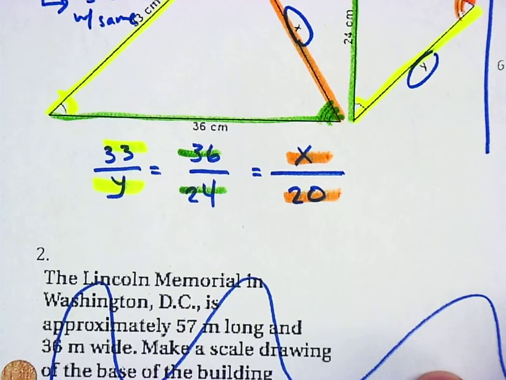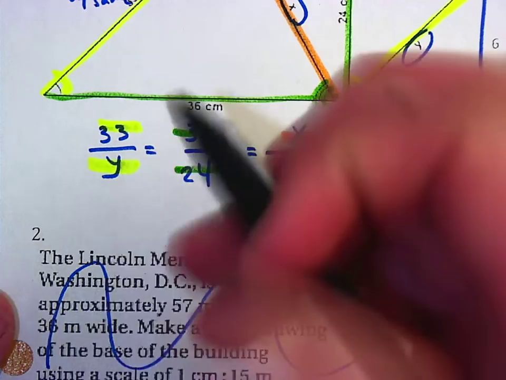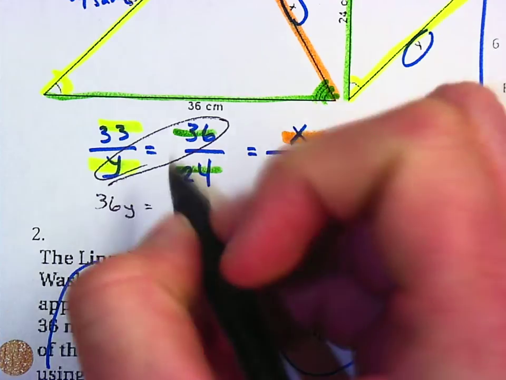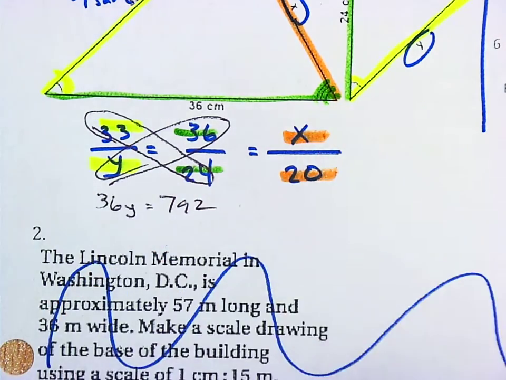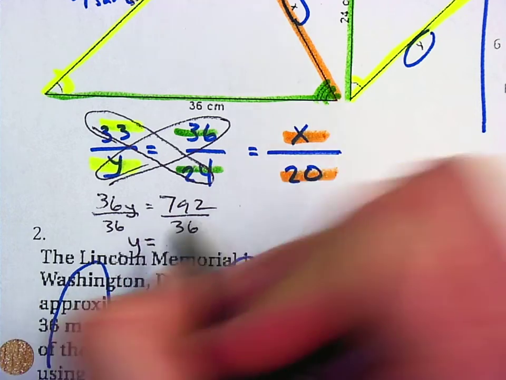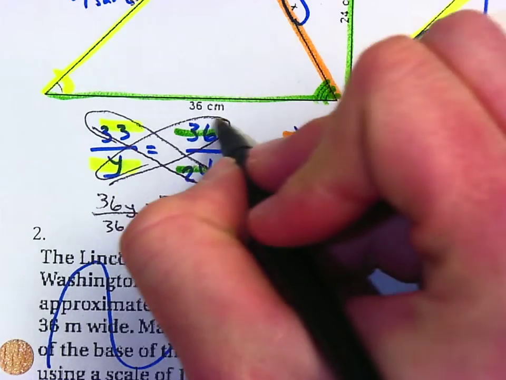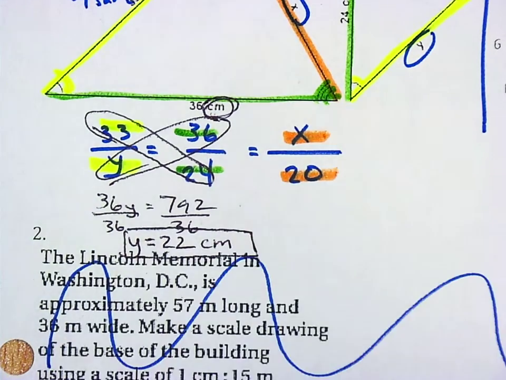Well, once we get here, all we need to do is cross multiply and solve. Well, y times 36, that's just 36y. And 33 times 24 is 792. Go ahead and check me with your calculator. You could divide by 36 on both sides, and you get y equals 22. Well, I also noticed that they gave me units, so I need to use units. So y actually equals 22 centimeters.